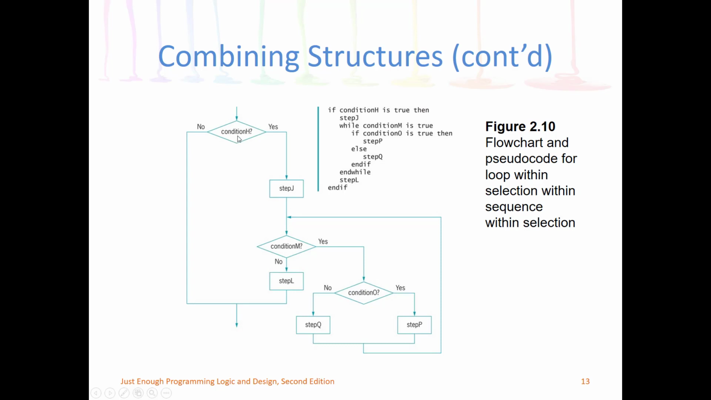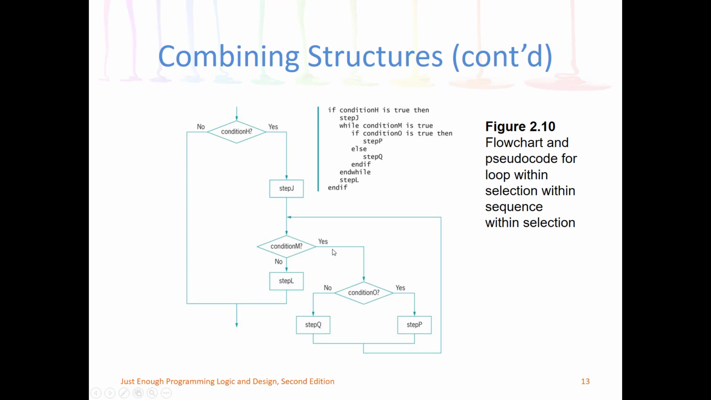Okay, so let's say that condition H is yes. You do sequence, step J, then you fall down into here, and this is a decision. If it's no, you do step L, and then out you go. If it's true, however, then you come down here and you have a dual alternative if, right? So this is actually a decision that drives a loop, and you can see that right here.